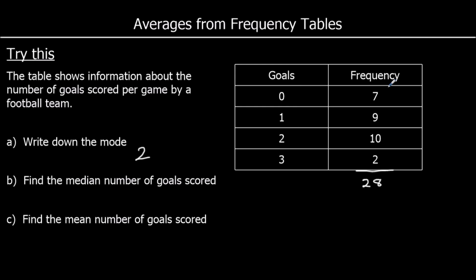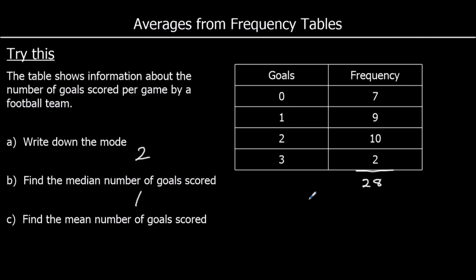So the first 7 numbers are all 0. And then we've got 9 ones. 7 and 9 makes 16. So that's up to 16 numbers now. So we've got 7 zeros, then 9 ones, and we've gone past 14.5. So the median number was 1. If we listed them all out, we'd have 7 zeros, 9 ones, 10 twos, and then 2 threes. The middle number would be 1.